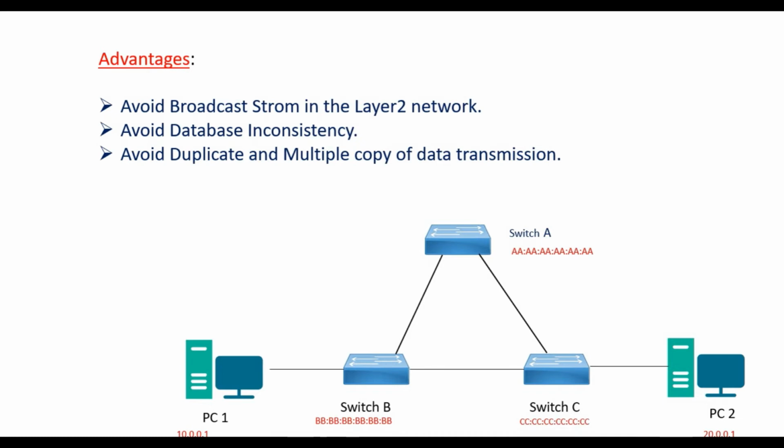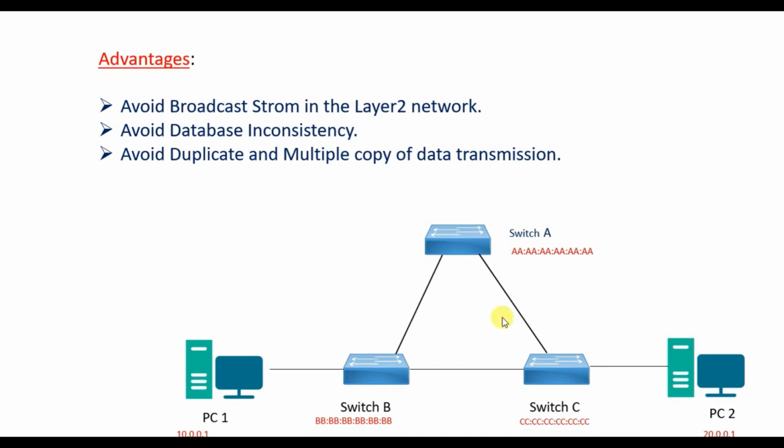And duplicate frame is nothing but, if PC1 wants to send a frame or any packet to PC2, it will be duplicated. One copy goes to switch A, switch C, and reaches PC2, and the other way is it goes to switch A, switch C, and reaches PC2. So for every frame there will be a duplicate frame sent to the destination. In order to overcome that, we are using STP.